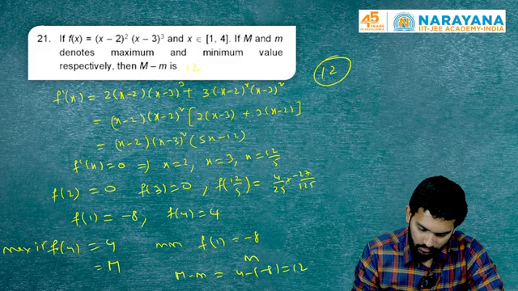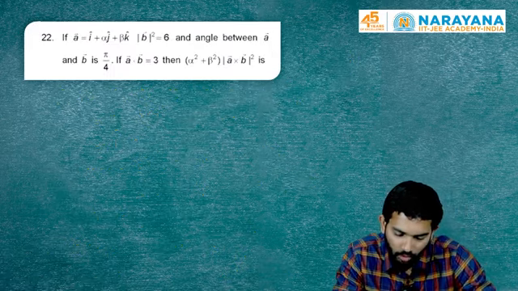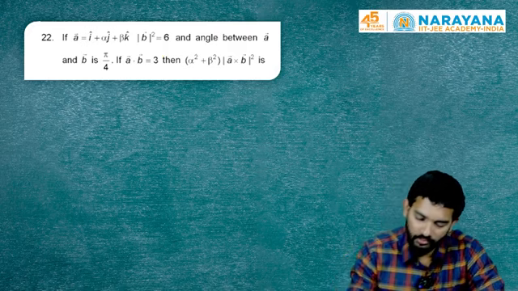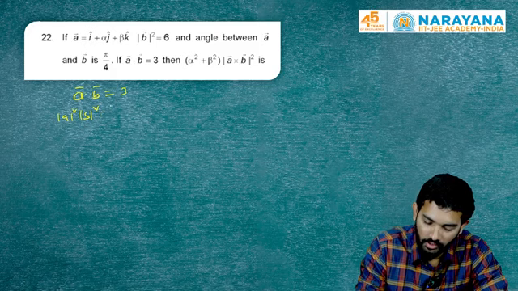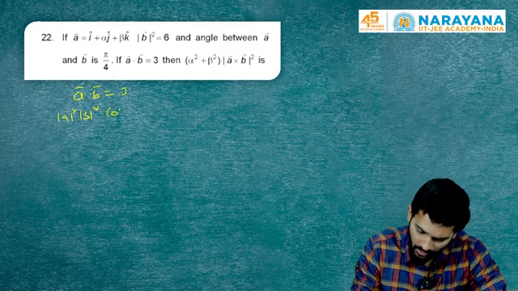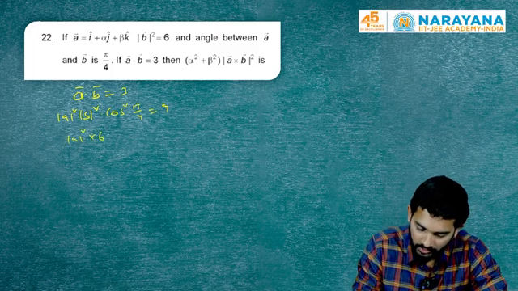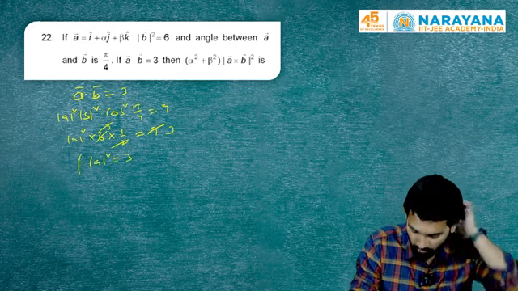So let us go to the next question. a bar is given, mod b square is given, the angle between a bar and b bar is given, and a bar dot b bar is given. If you take a bar dot b bar equal to 3, I can write mod a square mod b square into cos square pi by 4 is equal to 9. So mod a square into mod b square is 6, this is 1 by 2, equal to 9. So 2 3s, 3 3s. So mod a square is equal to 3.